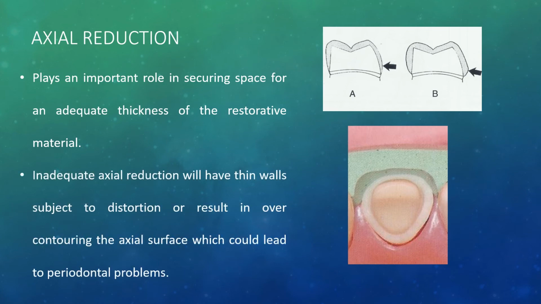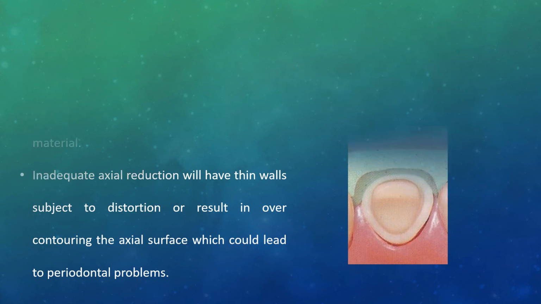And so when you are not removing enough tooth structure, what will happen is when there are thin walls, it will be subject to distortion, and it also results in over contouring of the axial walls. Hence it might lead to compromised retention, and also it could lead to periodontal problems.